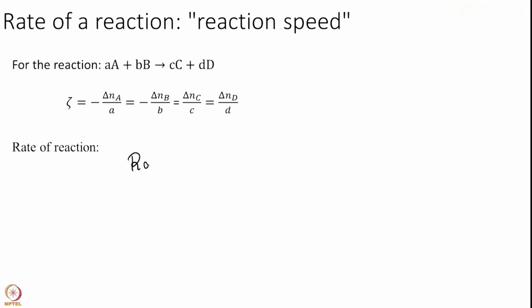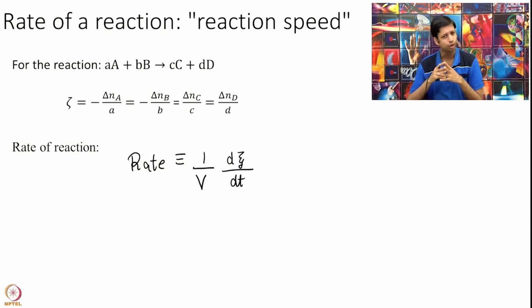So, the rate is defined to be by definition 1 over volume. I use 3 lines to define that it is a definition. The change of extent of reaction per unit volume, that is defined to be the rate of the reaction. Some of you might be curious why we divide by volume, a little bit of extra information. It is just so that the rate becomes an intensive variable. We do not want it to depend on the overall volume.